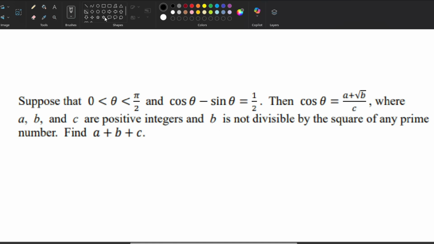B is not divisible by the square of any prime number. Yeah, okay, that probably means something. It doesn't. I shouldn't look into it.